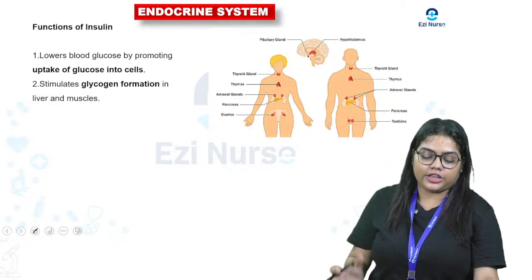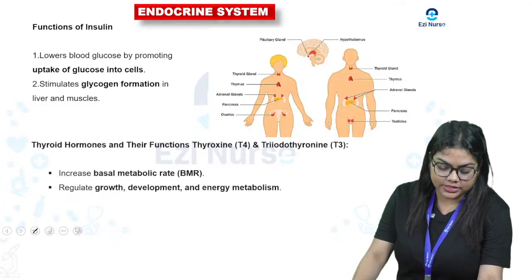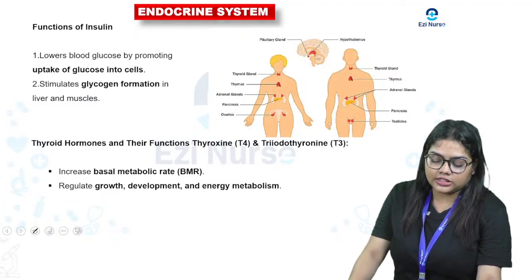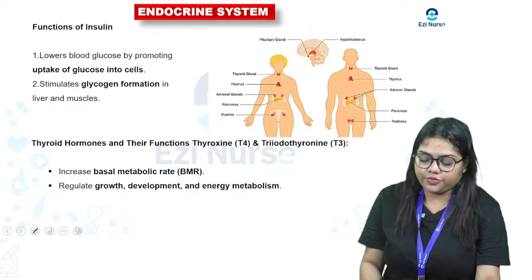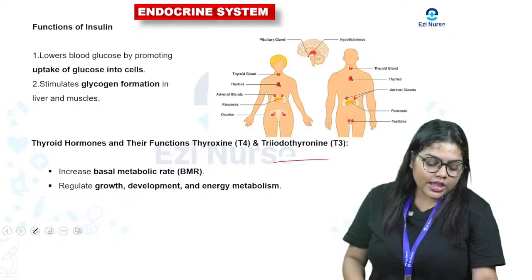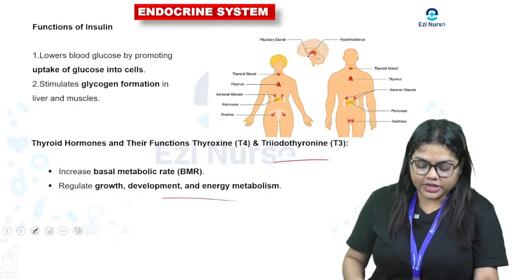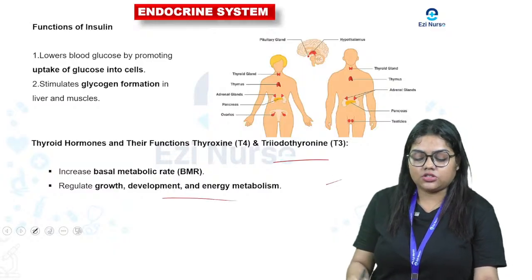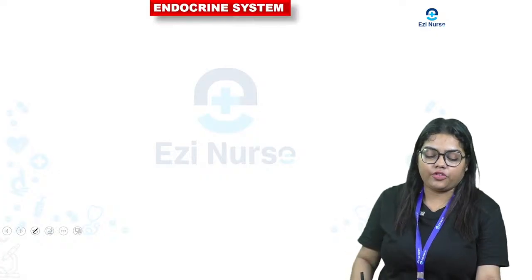It stimulates glycogen formation in liver and muscle. The thyroid hormones and their function: thyroxine, T4 and T3, increase the basal metabolic rate or BMR. It regulates growth, development and energy metabolism. This is also very important. It can come for a 2 marks question.